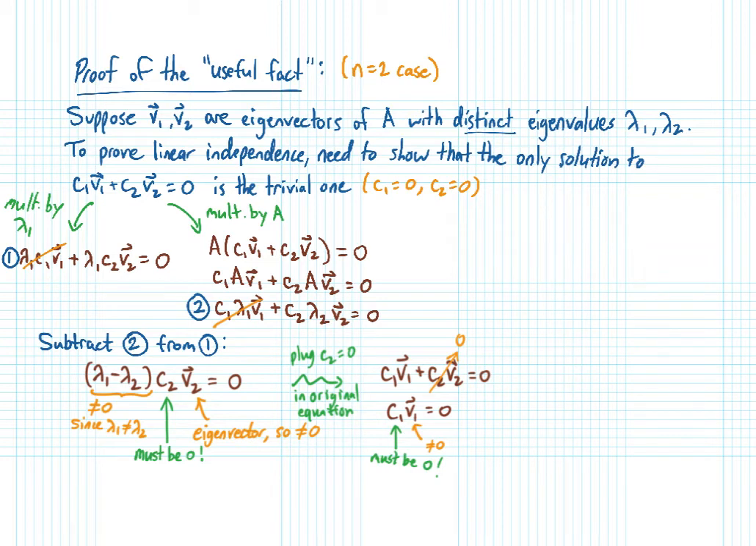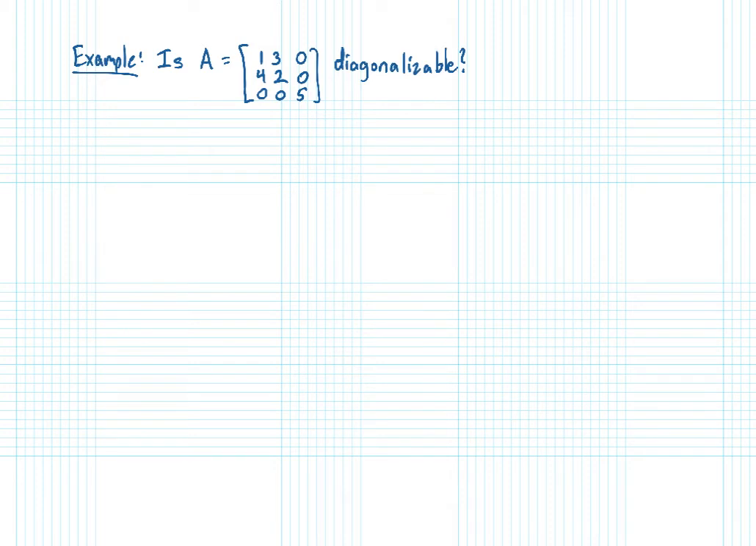So this fact is really useful because it means that if you have n distinct eigenvalues of your n by n matrix, then it's automatically going to be diagonalizable. But I want to show you an example of a matrix that doesn't have n distinct eigenvalues, but is still diagonalizable, because that can happen. Okay, so here's the example.